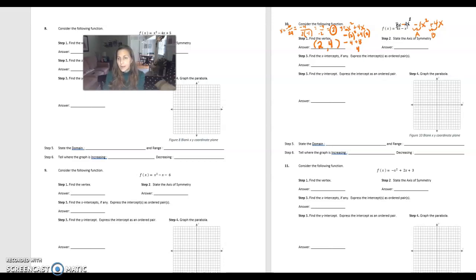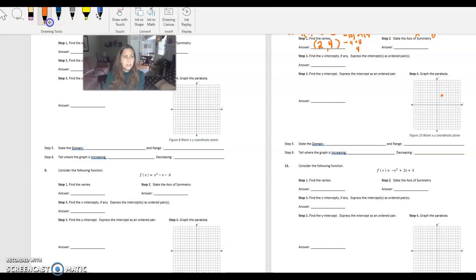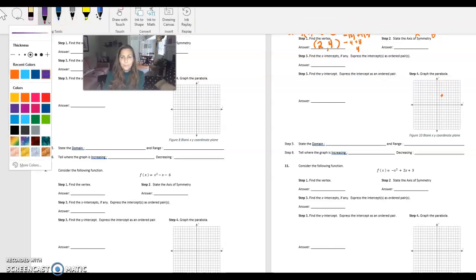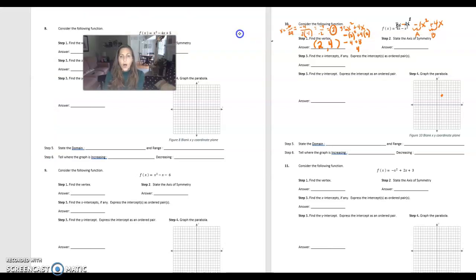Now I'm going to go ahead and plot that. 1, 2, 3, 4. So we're going to have an orange dot for the vertex. Then I'll change colors. We'll get something different for the axis of symmetry. Okay, the axis of symmetry, you don't have to do any work for the axis of symmetry. All you have to do, because this is the axis of symmetry, this right here is the axis of symmetry. We've already done that. We already know what this equals. It equals 2. So all I have to do is write x equals 2.